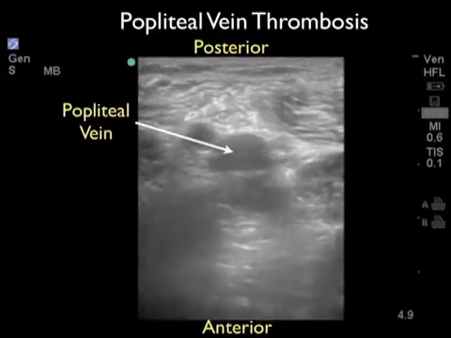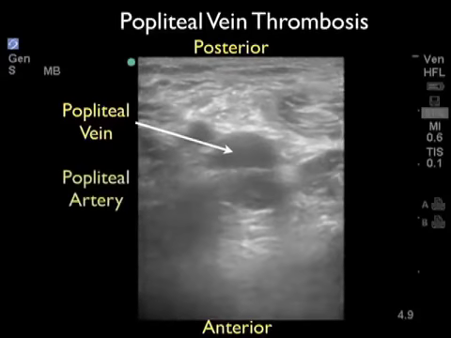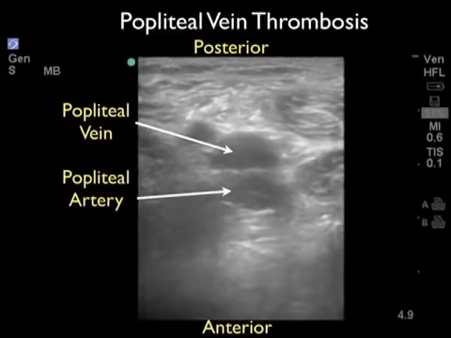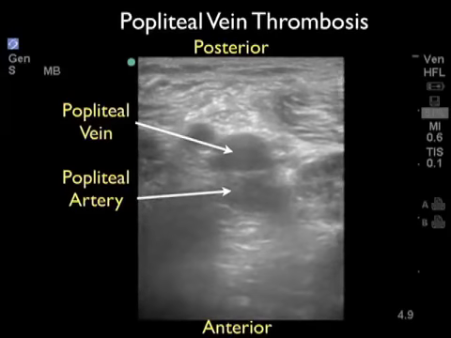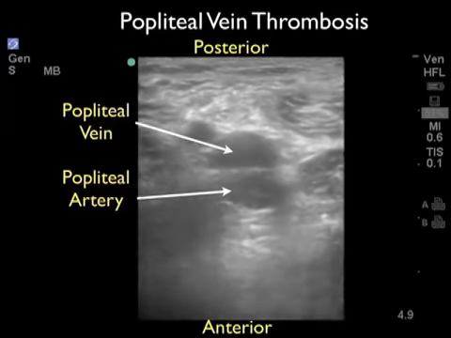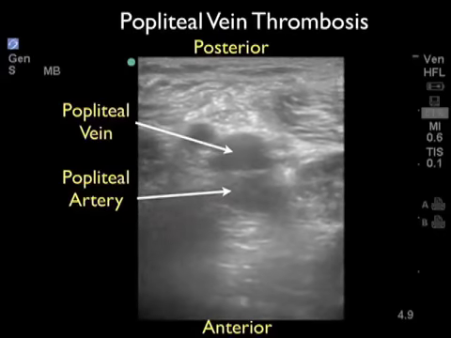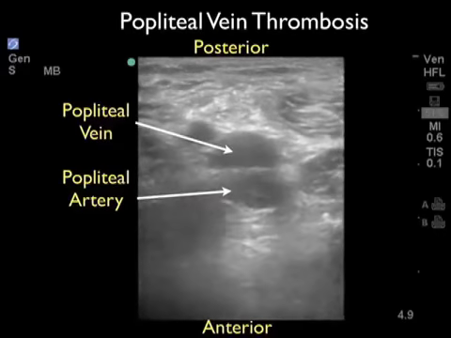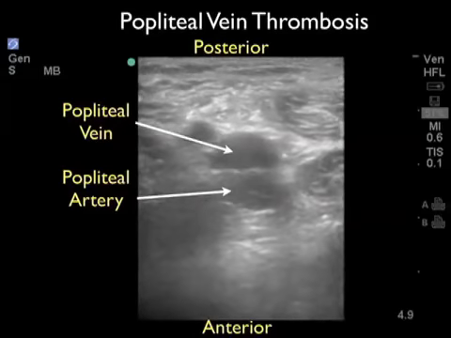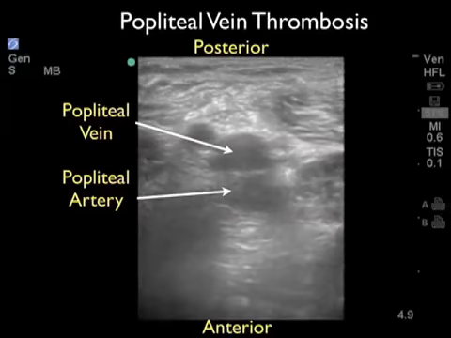We identified the popliteal vein as seen to the top of the image or posterior in relation to the popliteal artery, which is seen here anteriorly or towards the bottom of the image. Now we're pressing down with the probe, applying pressure to the popliteal vein, and we notice a positive finding. The popliteal vein fails to compress with direct probe pressure.